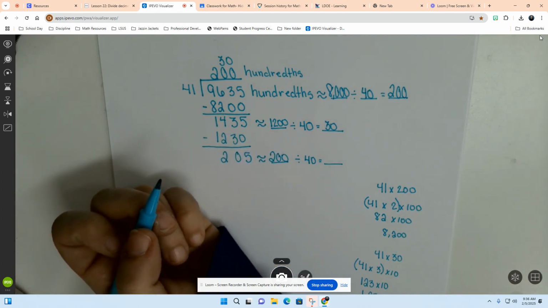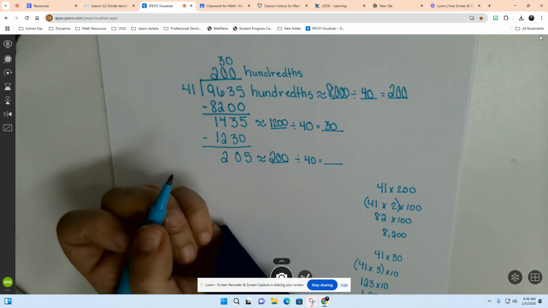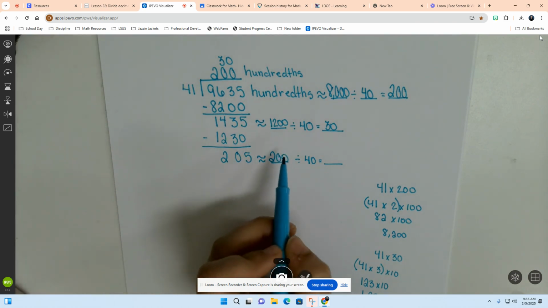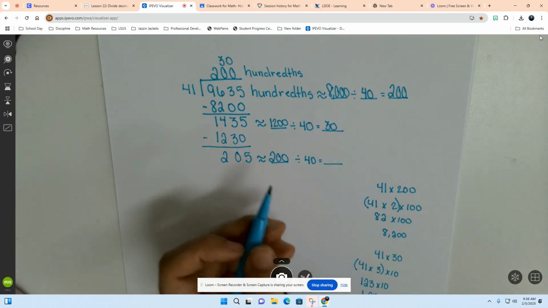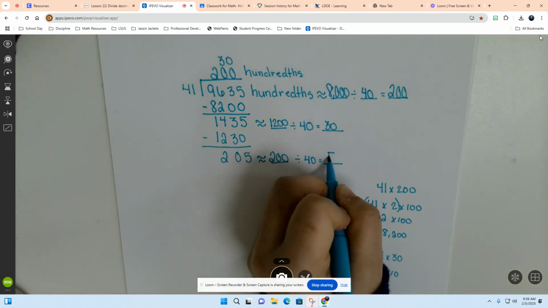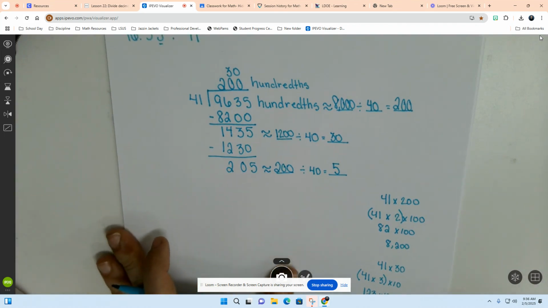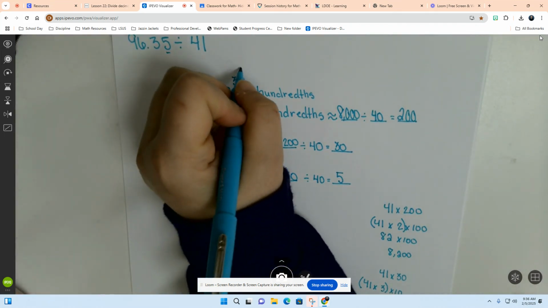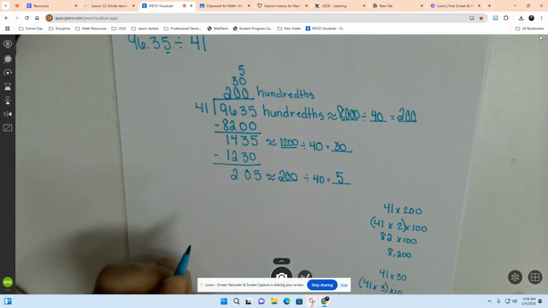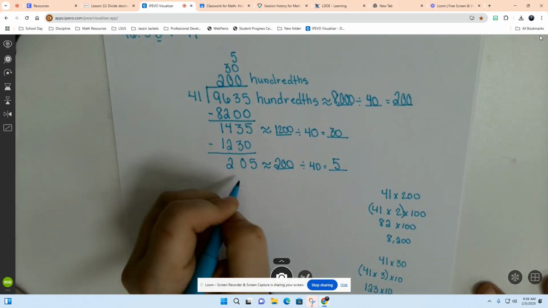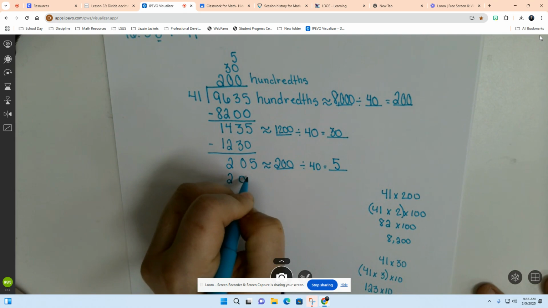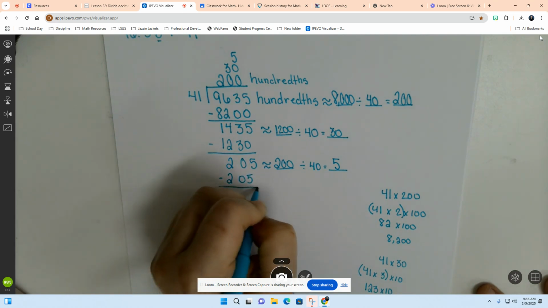Now this is where you need to be a little careful. Think of this carefully. 200 divided by 40 is going to be what? 5. Yes, 5. Then you put the 5 on top, in the ones place though, okay? When you multiply 5 times 41, you do get 205. Subtract and get 0.